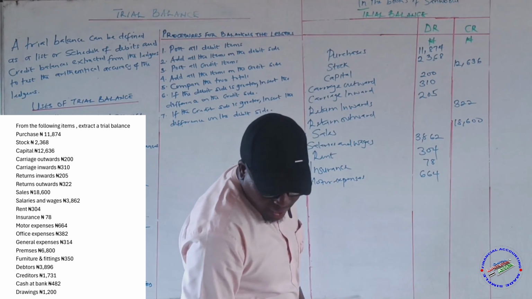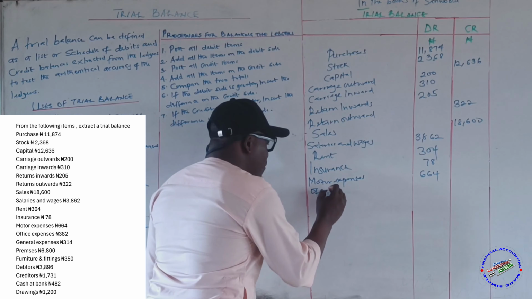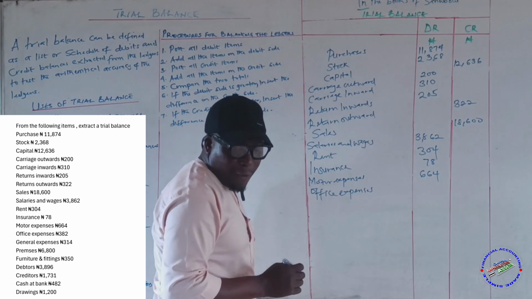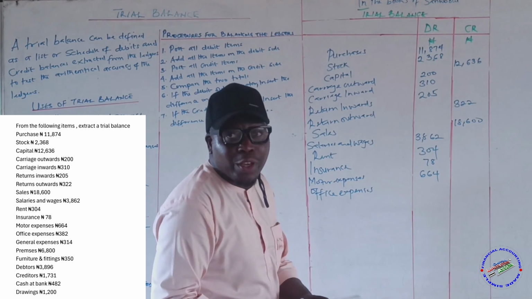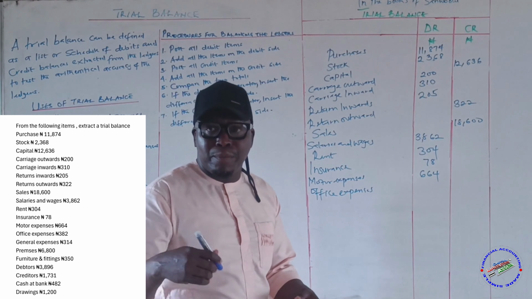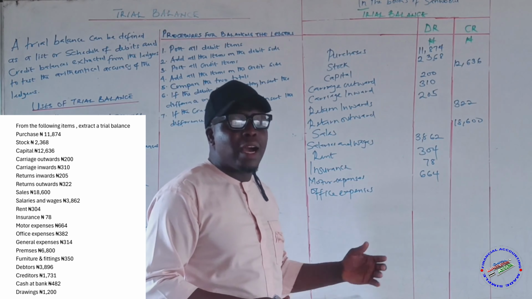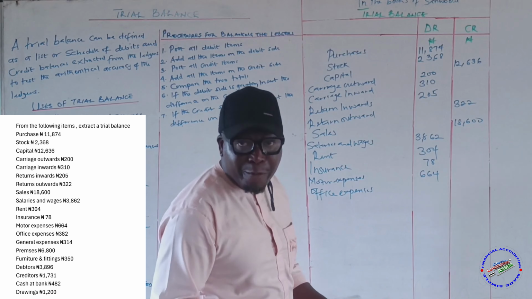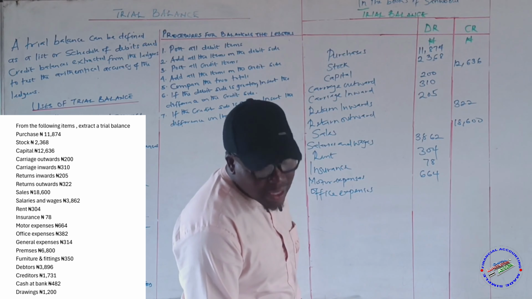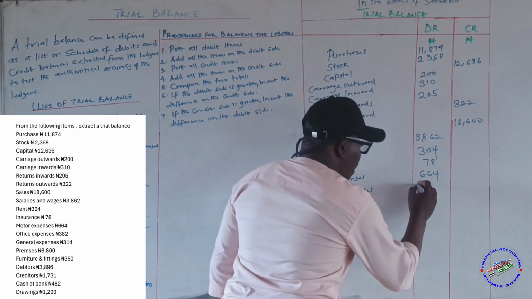The next one is office expenses. Office expenses are those expenses incurred in the office. Maybe you are buying stationery, biros, papers, all of these fall under stationery. They are office expenses. Paying for petrol also counts as an office expense. So office expenses is going to have a debit balance. Now this is 382.